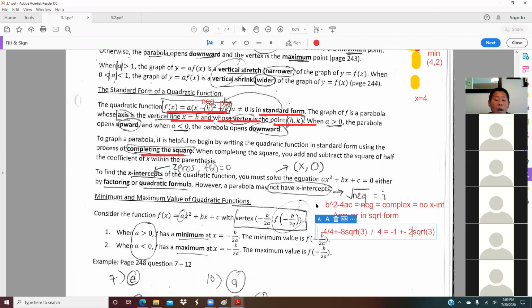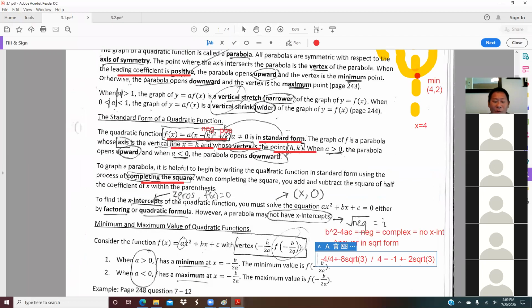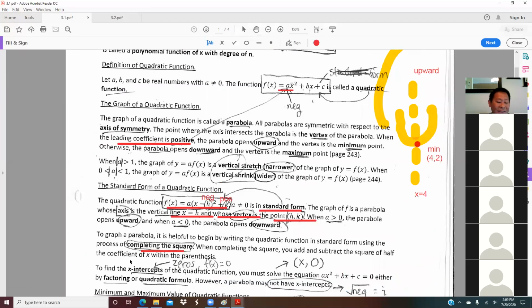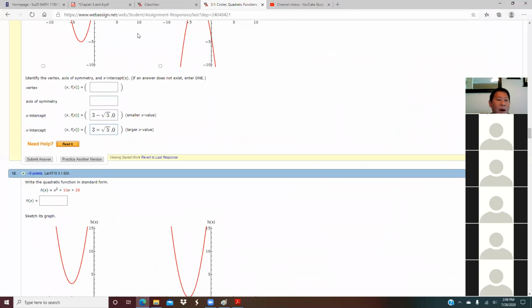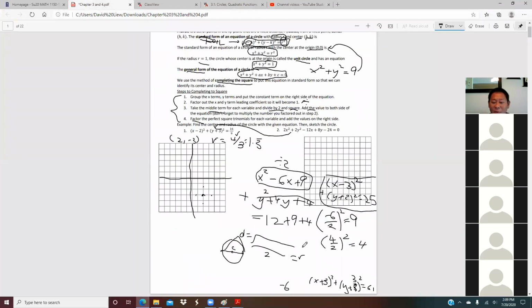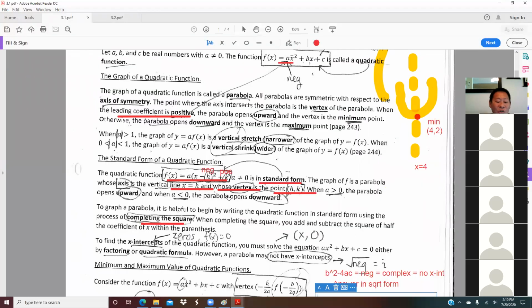Okay. Now, who here likes to do completing the square like the one we just did? Taking the middle term, half, and square. It's a lot of work, right? Remember what we did in here? This is a lot of work, right? These 4 steps, headaches, right? So do we have a shortcut to not do completing the square? The answer is yes, we have a shortcut.